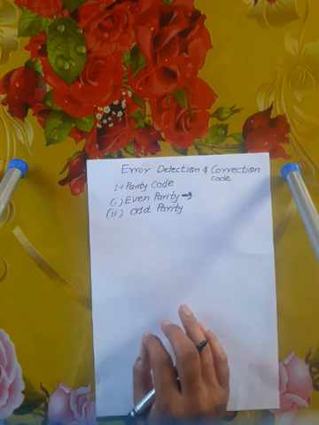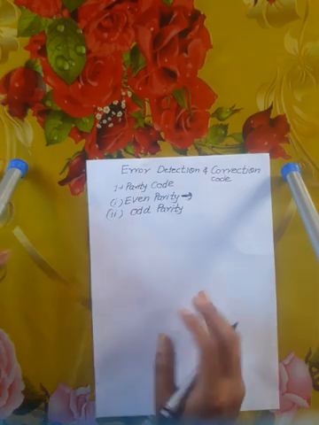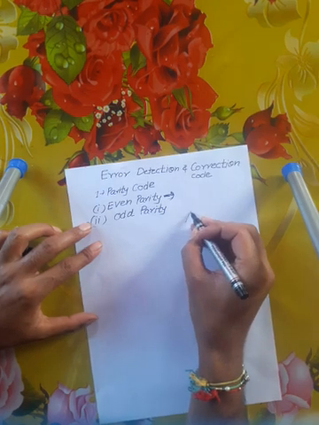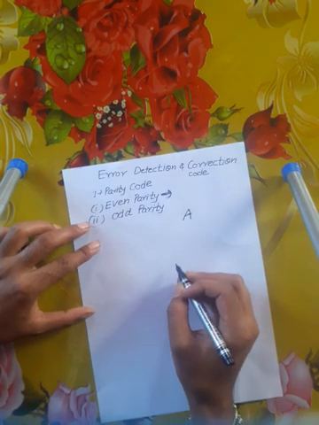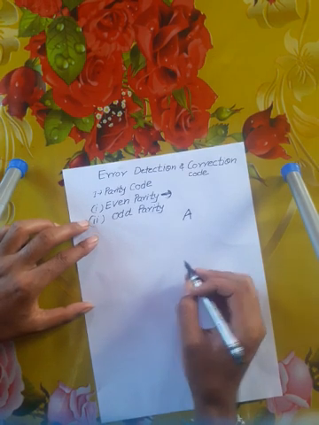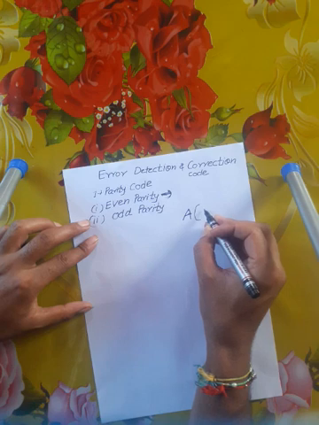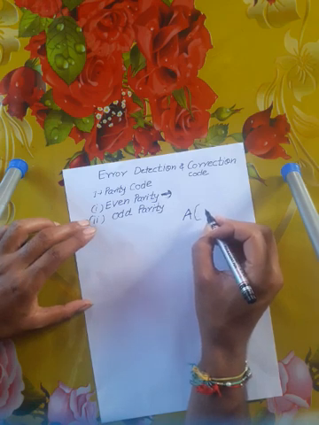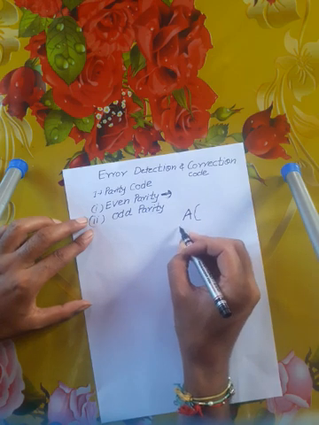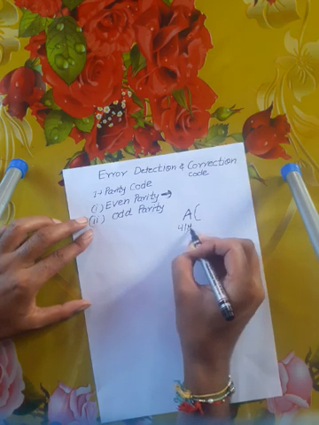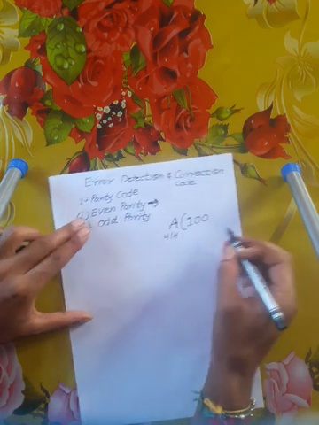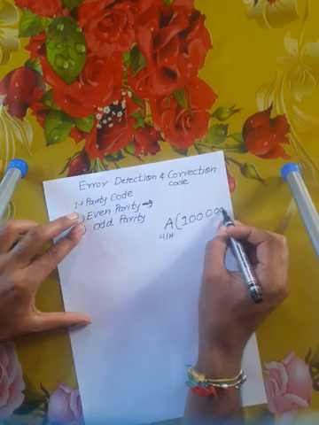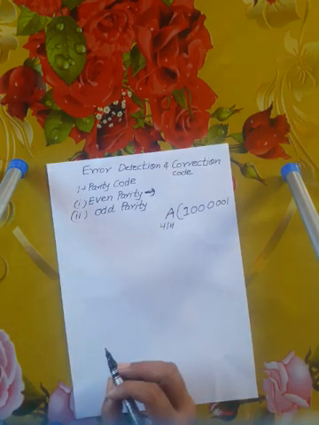Suppose we have to transfer the value capital A. What is the ASCII code of this? You know, the ASCII code of A is 41 in hexadecimal number system. Okay, this is 41H. In binary this is 100 0001. This is your ASCII code.